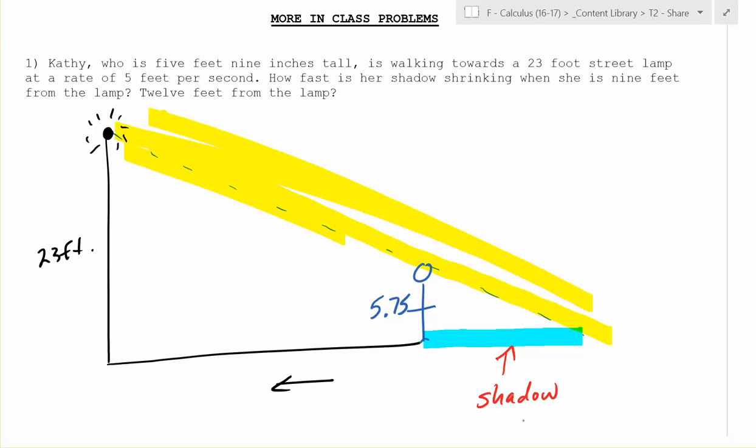How fast is her shadow changing when she is 9 feet from the lamp? Does it give it? Oh, it says she is 5 feet 9 inches tall, walking towards the lamp at a rate of 5 feet per second. So we need to label a few of these things. So I'm going to start labeling here.